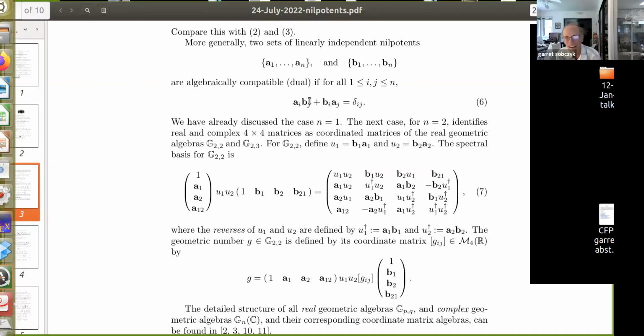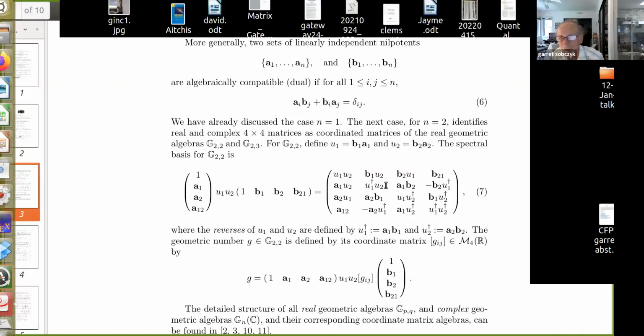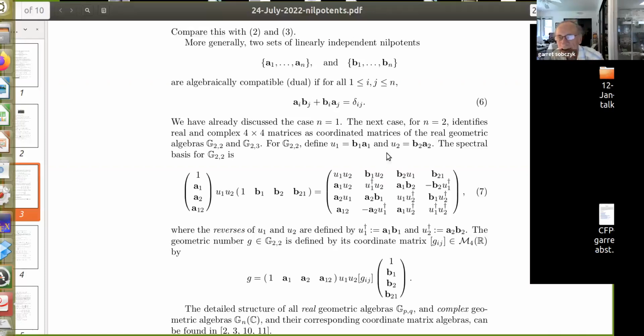Well, okay, you can verify that B1 times U2, B1 times B2 times A2 multiplies exactly as the matrix 0, 1, 0, 0, 0, 0, 0, 0. It obeys exactly the same multiplication rules as this matrix, as a matrix with 0, 1. And in fact, any of these elements you can replace by this corresponding element in the geometric algebra.